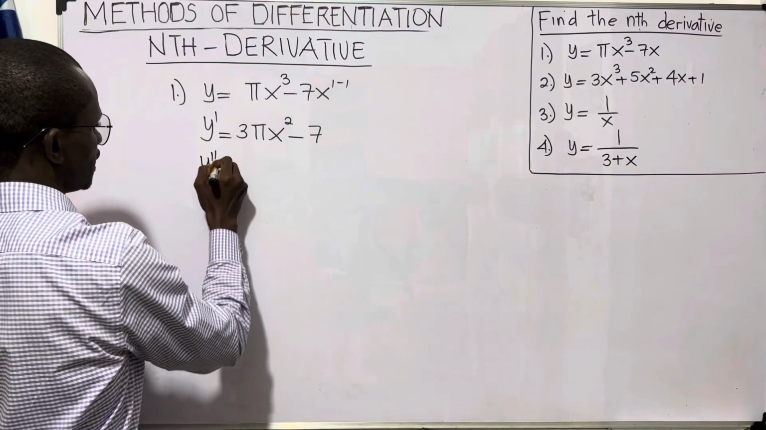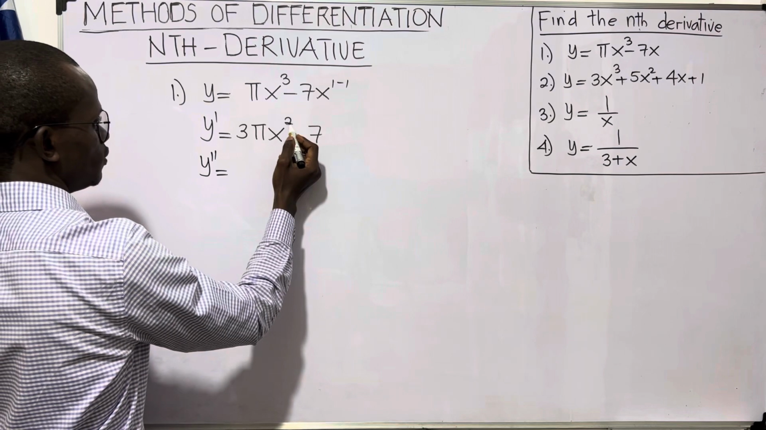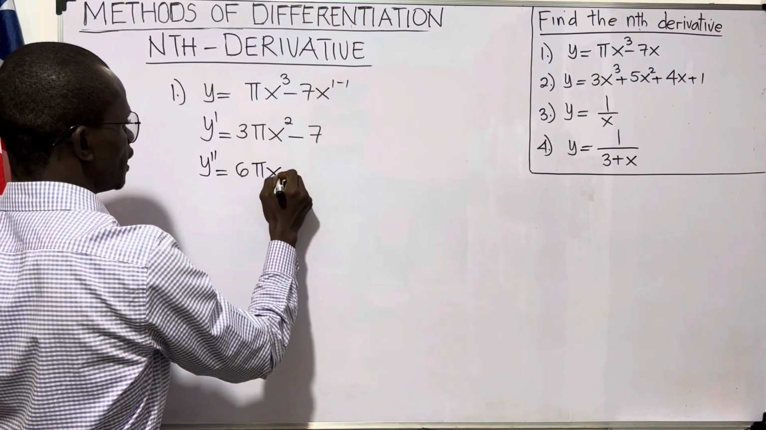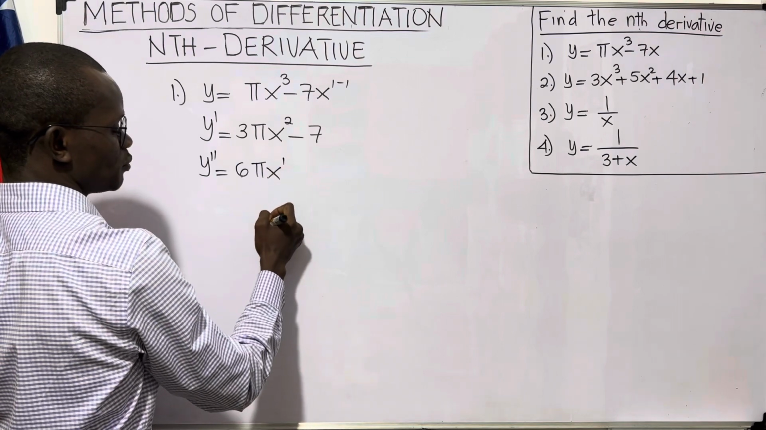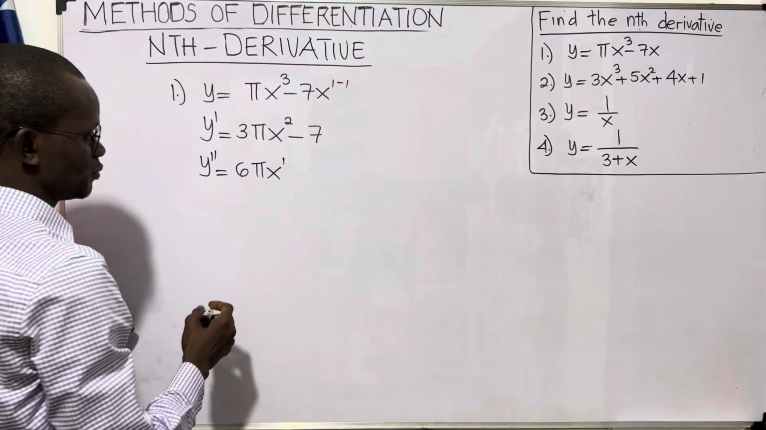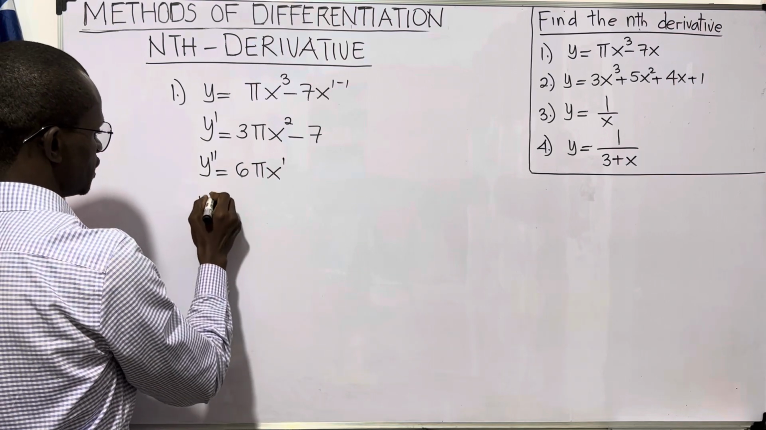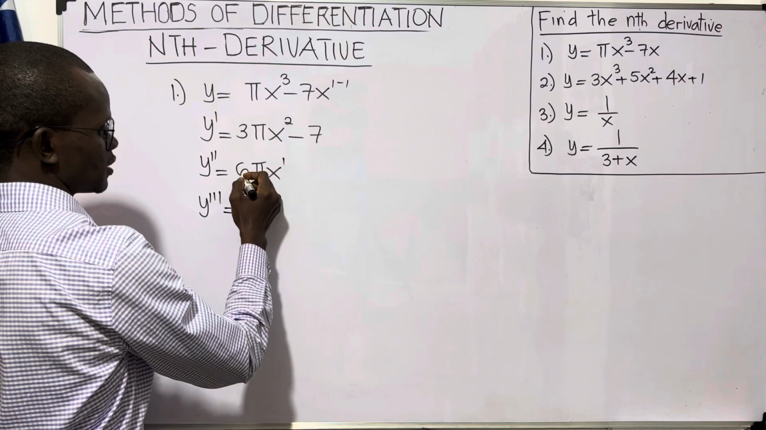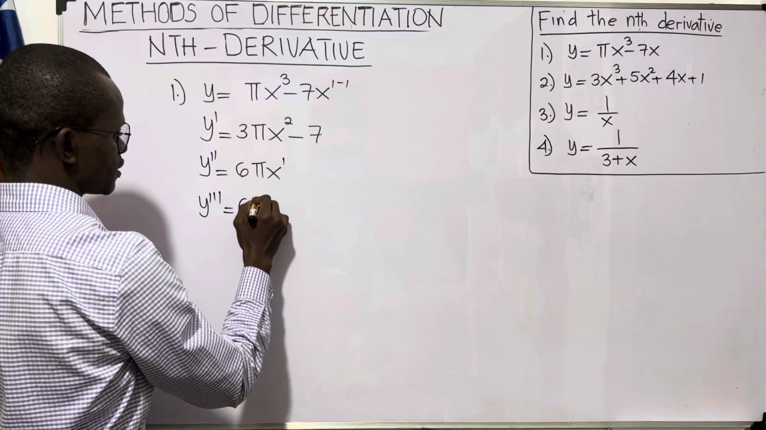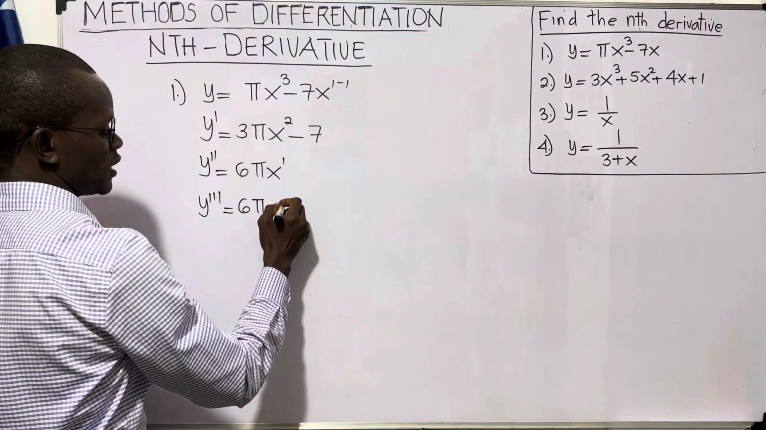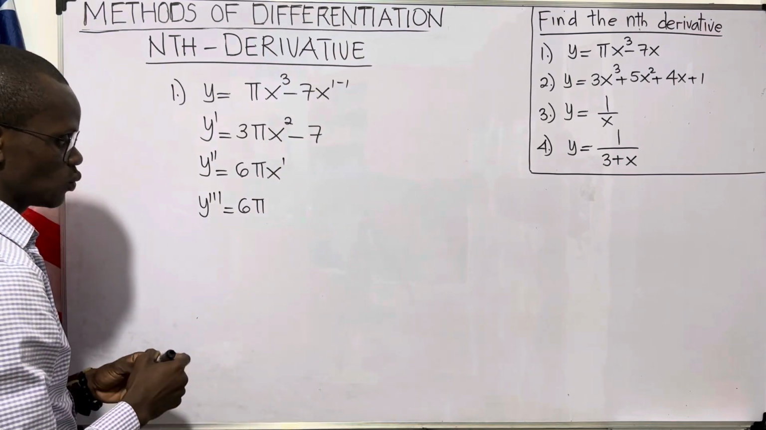Now we move to the second derivative. 2 times 3 is 6, so 6 pi x to the first power, because you subtract 1 from the power, and the derivative of the constant goes to 0. Now let's find the third derivative. 1 times 6 is now 6 times pi. Subtracting 1 from the power gives x to the 0 power, and x to the 0 power is just 1.